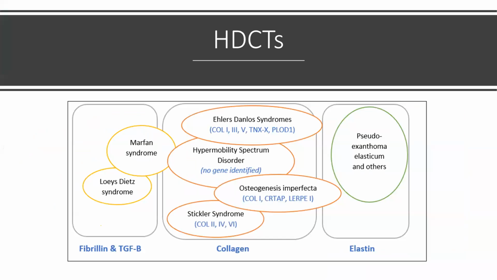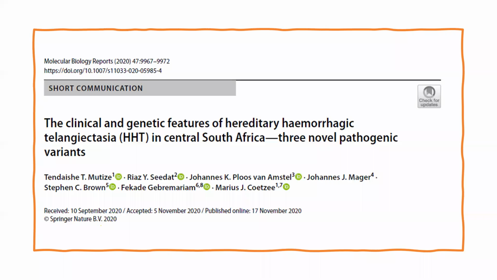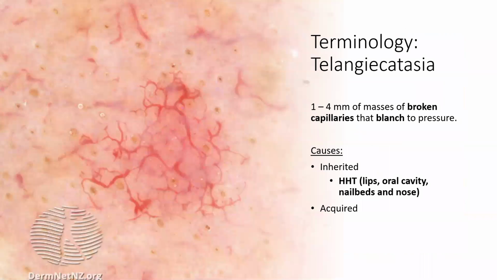So I've spoken about heritable disorders of connective tissues, but let's say a few words on hereditary hemorrhagic telangiectasia, HHT. I'm not going to discuss this very extensively because my colleague Terence Mutize discussed it last year on this platform, and subsequently him and Prof. Kutsia and Prof. Sidat, I think all of them are perhaps in the audience today, published this paper, and they described the HHT patients in Central South Africa.